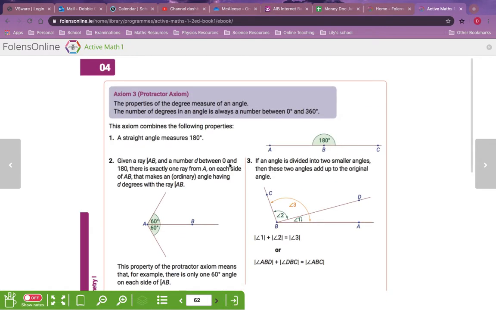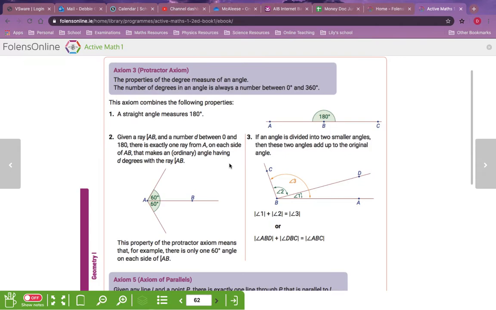Axiom 3 is the properties of a degree, the number of degrees. A straight angle always measures 180. We talked about that the other day. Remember when we started the rotation and rotated up, up, up, and got around to a straight line, that it was 180 degrees.